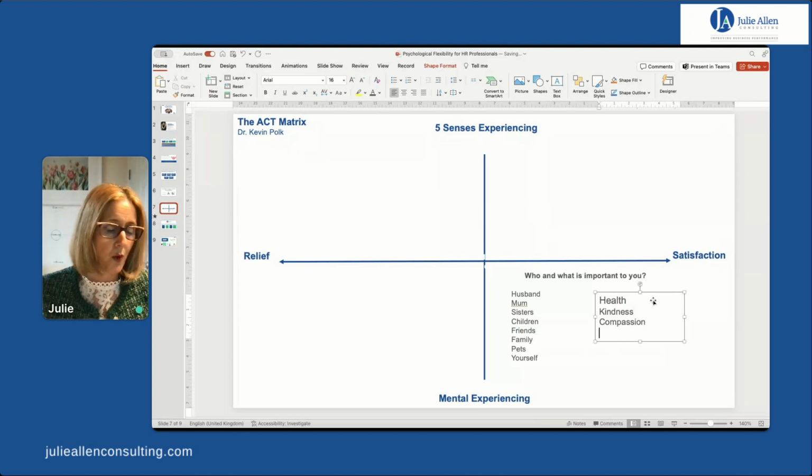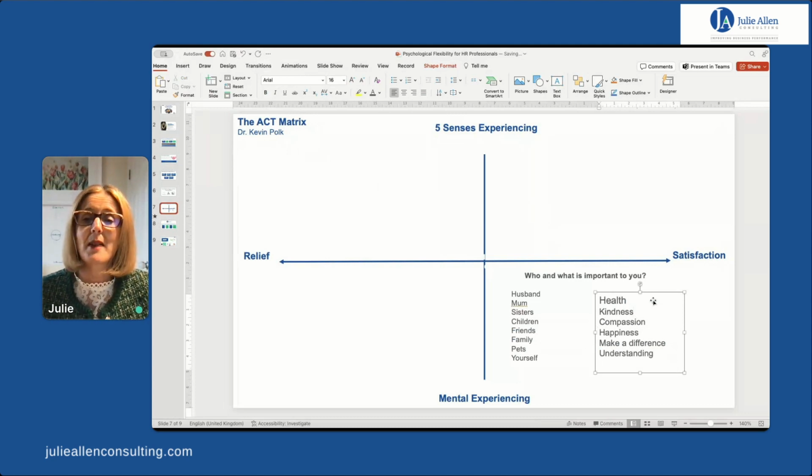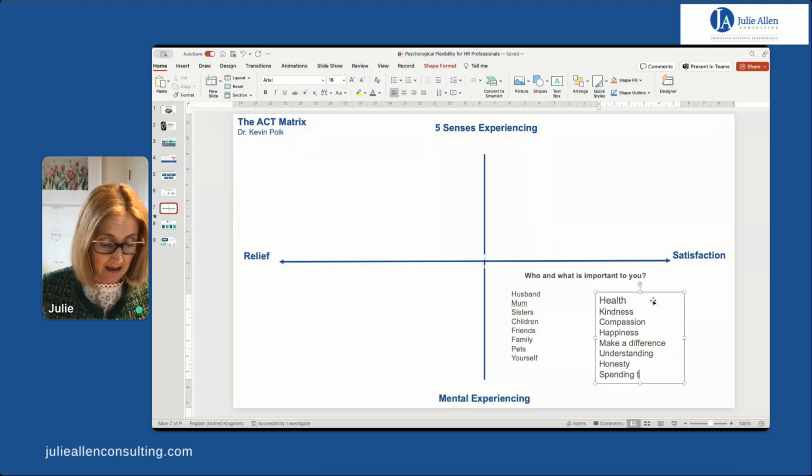What else might be important to you when you think about happiness? Thank you, Pauline. Happiness is important. For me, and the type of work that I do when I'm talking about behavioural change is making a difference and helping people to live a more fulfilling life. So also maybe understanding is something that would be important for me. Love to know what else might be important for you. I think honesty can often be something that's important in terms of those people. And maybe, it's spending quality time with those people.